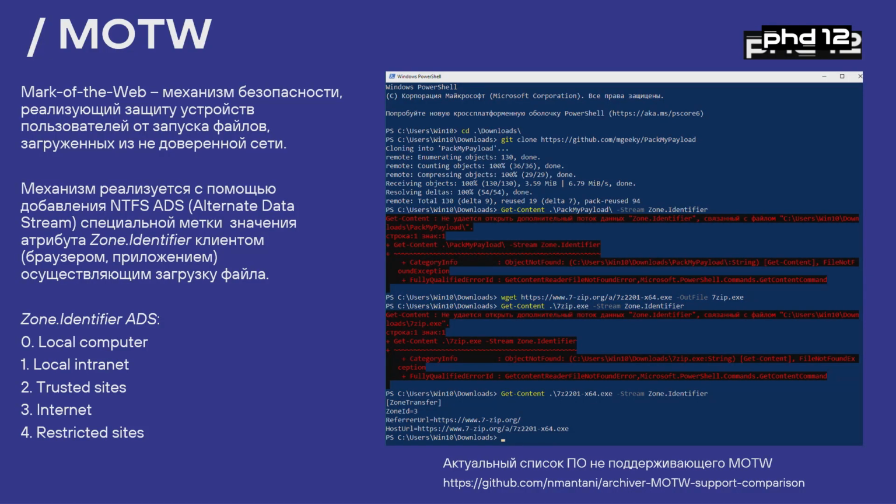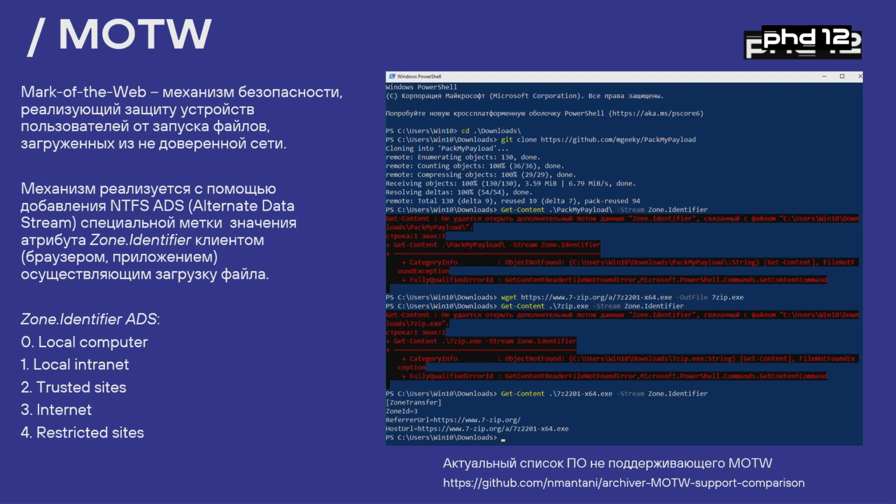Next one is Mark of the Web. So this should protect devices from launching files downloaded from untrusted parts of the network. So it's running on NTFS and adds an alternate data stream. So it adds a separate attribute called a zone identifier. Then your browser or some other application you're using should sort of consult with it. There are 5 zone identifiers. Local computer at 0, and this way the user will not be shown any warning. Then intranet, trusted sites, internet, and restricted sites at number 4.